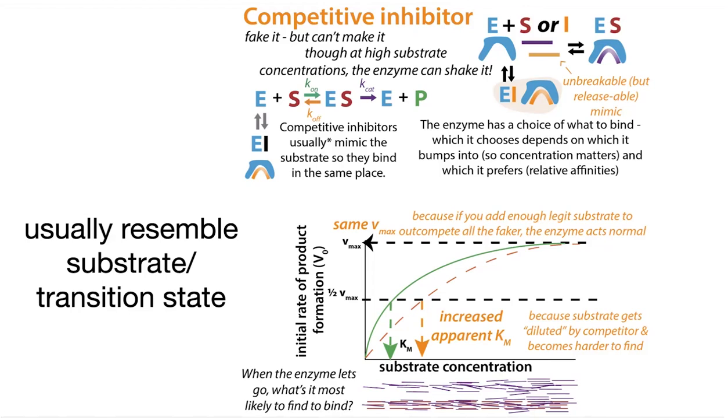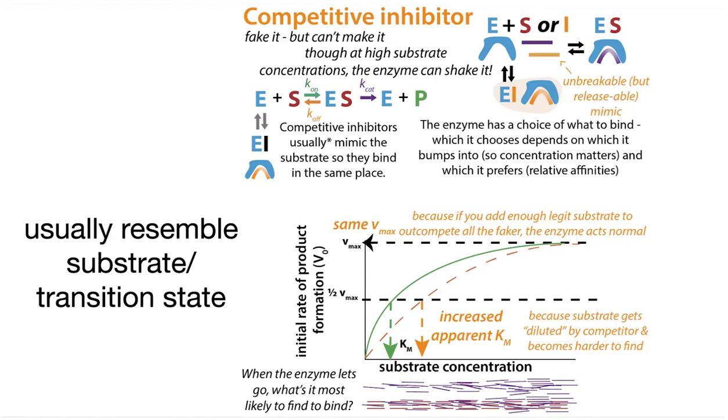But that maximum velocity itself is going to be the same because if you add enough of the substrate, you're basically diluting out the inhibitor to such a degree that, as long as the inhibitor is not permanently stuck on there, if it happens to unbind, the first thing it's going to pick up is a substrate. It's more likely to pick up a substrate than an inhibitor. So remember that you have this binding and unbinding of the inhibitor, not just of the enzyme and the substrate.